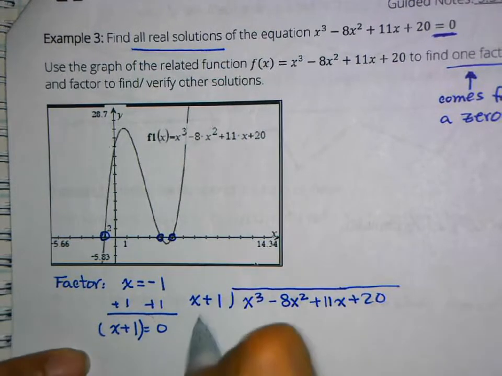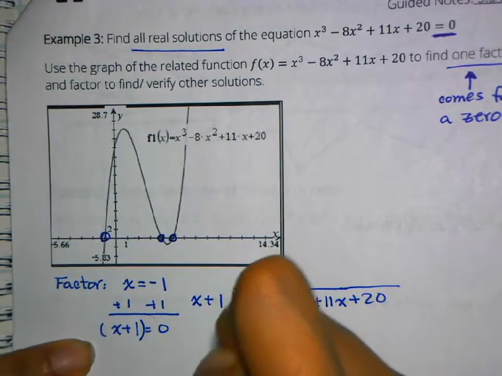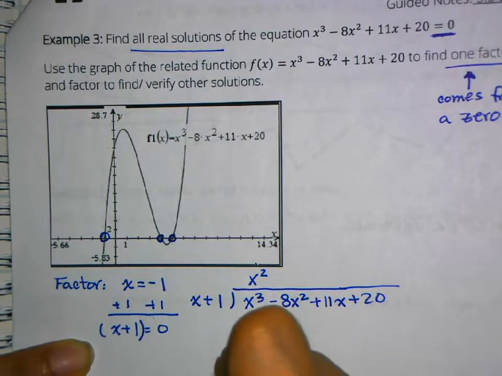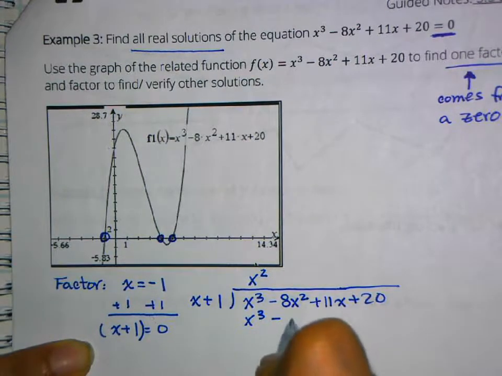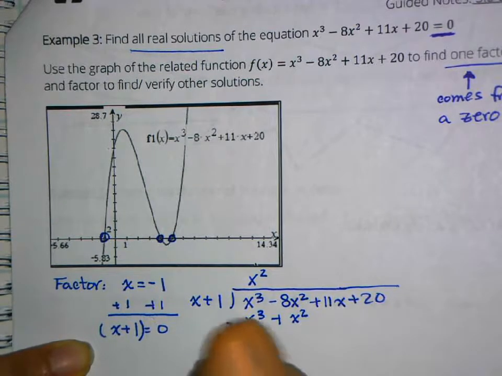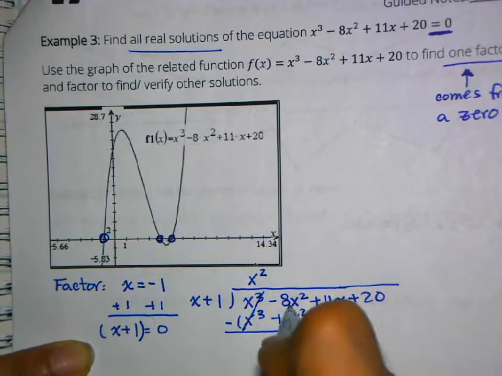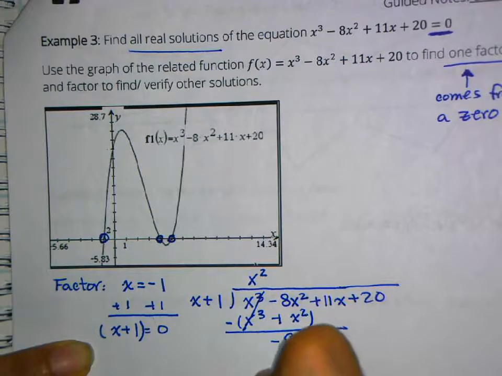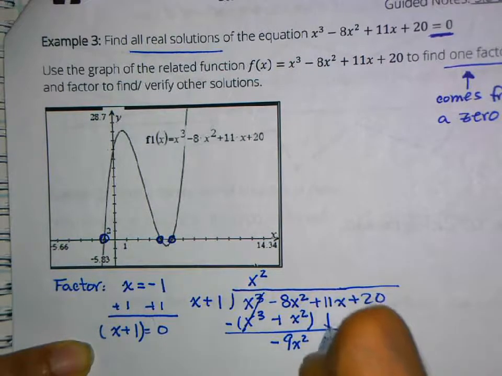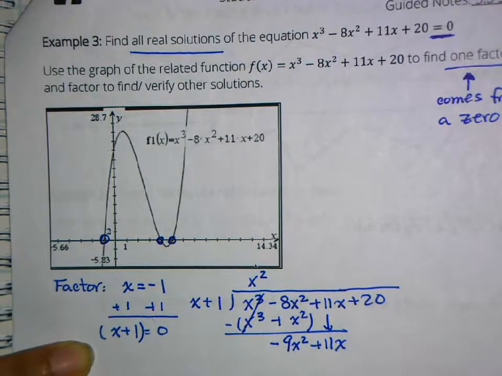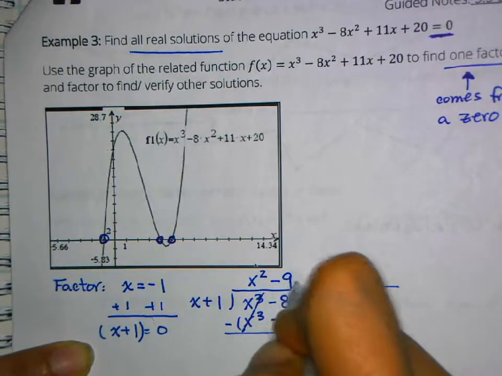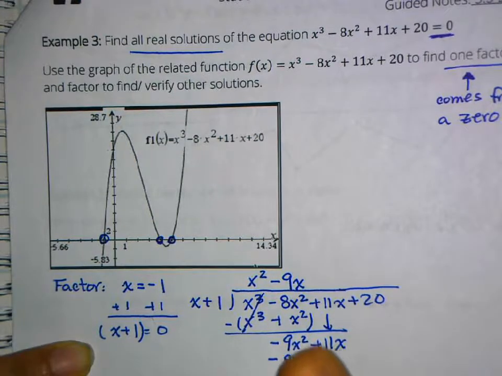So dividing, using what we learned about long division, this is going to give me x squared. That's going to give me x cubed plus 1x squared. Subtract. That's going to cancel out. -8 minus 1 is going to give me -9x squared. Pulls down the plus 11x. That's going to give me minus 9x. Gives me minus 9x squared, minus 9x. Subtract.